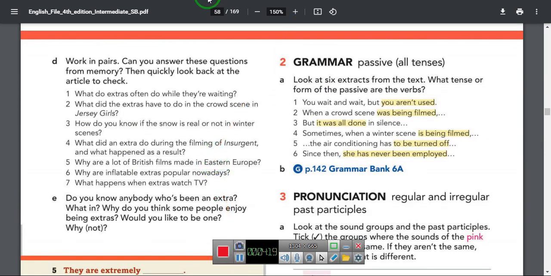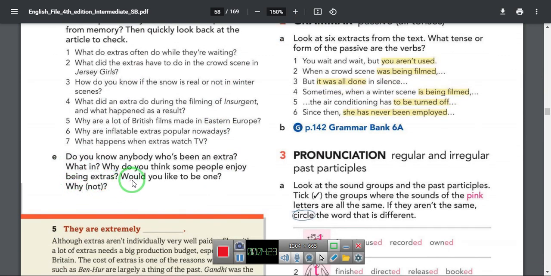Okay, after finishing, let's discuss. Do you know anybody who's been an extra? What in? Why do you think some people enjoy being extras? Why would you like to be one and why not?